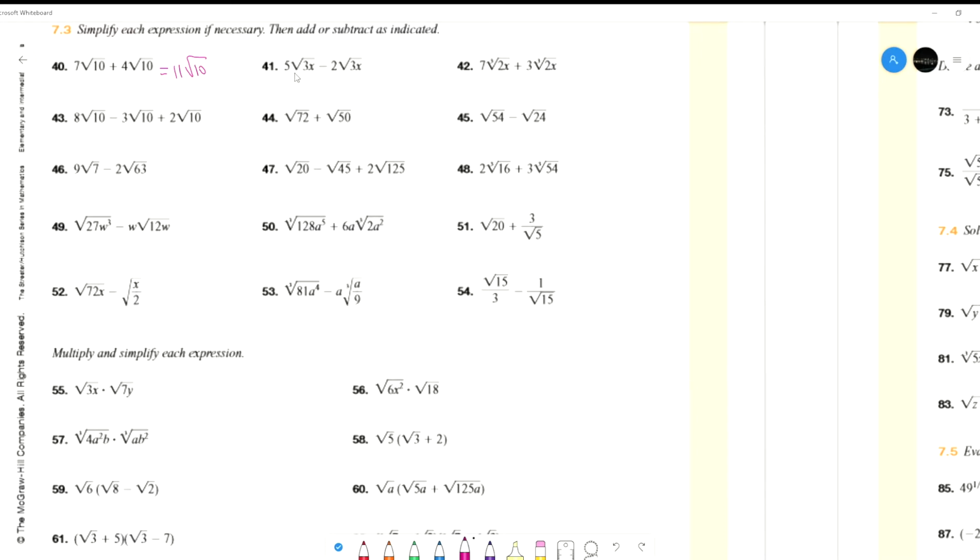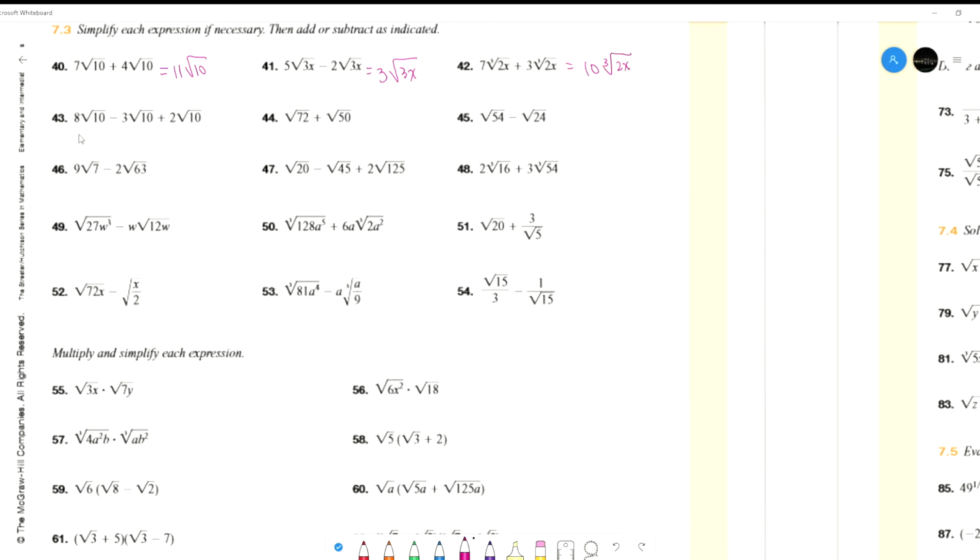Same on number 41. You have the square root of 3x, and then the square root of 3x, so you could do 5 minus 2 is equal to 3 square root of 3x, right? And number 42, you have the cubed root of 2x, cubed root of 2x. So these are the same radicals, right? So you can do 7 plus 3 is equal to 10 cubed root of 2x, right?